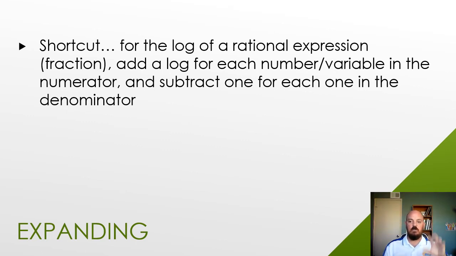So what I said is, for every number or variable on the top, those are basically your multiplied together logs, and you make a positive log for each one of those. Now for each log in the denominator, separately, those are the ones that are being divided, so you subtract or you make a negative log for each one of those. So let's go back and look at this question, and I'll show you can actually do it much easier.